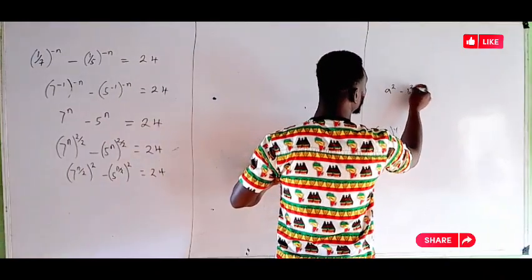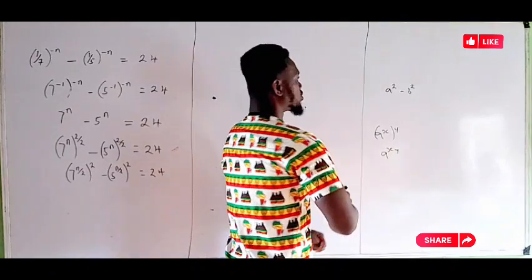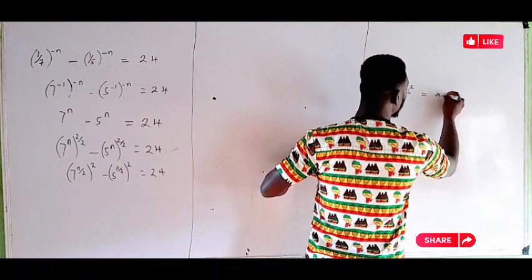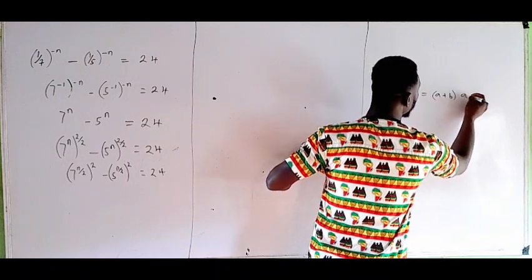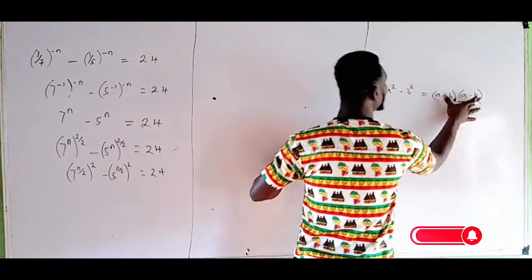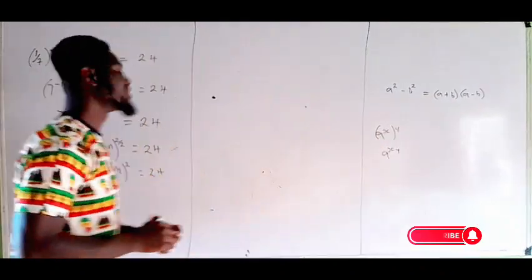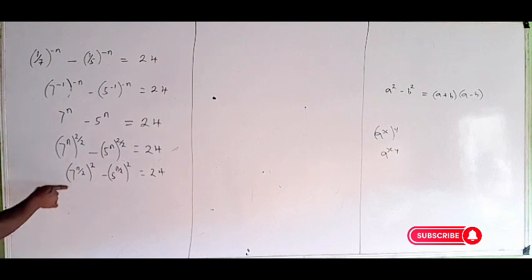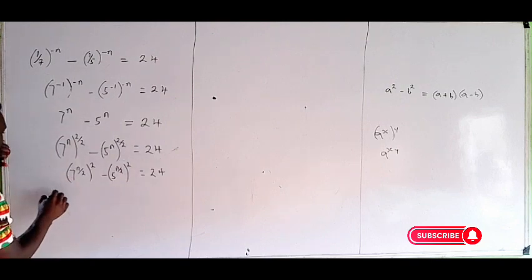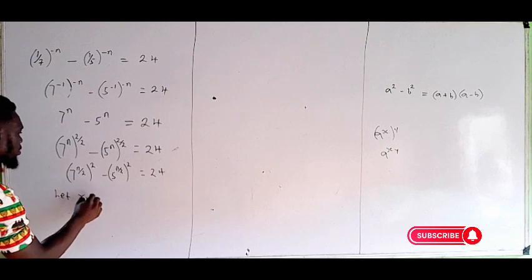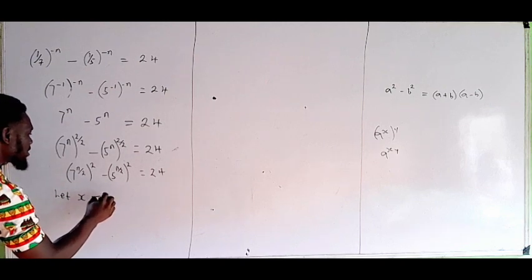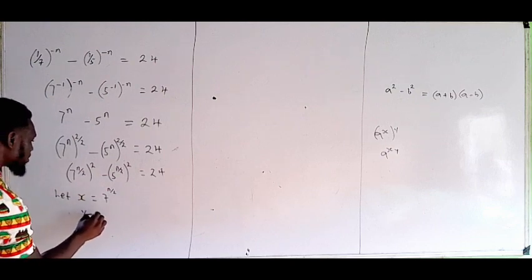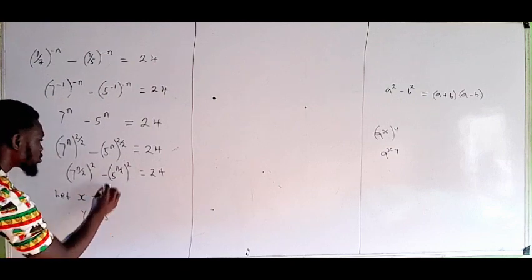So a raised to power 2 minus b raised to power 2 is the same thing as a plus b times a minus b. When you expand this, you're going to have exactly this. But before I do this, I want to assume, let x equal 7 raised to power n over 2, and y equal 5 raised to power n over 2.